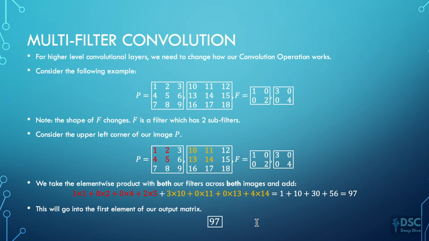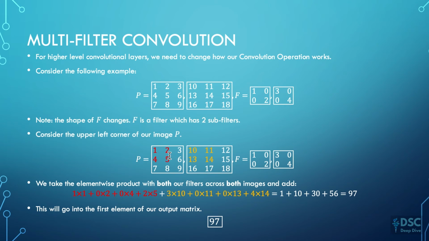To see how this works, let's do a simple example. Suppose that we have the following image here, P, where P is made up of 2 different sub-images. So since we now have 2 input images, our filter will really be made up of 2 different subfilters, as we can see here. So we're now going to pass over the upper left-hand corner across both images.